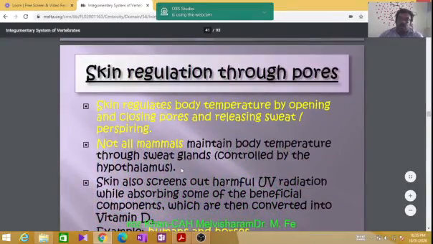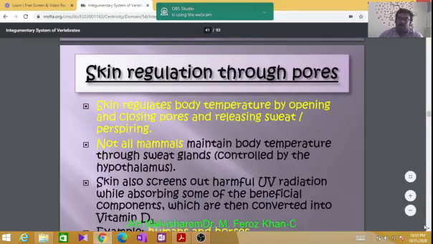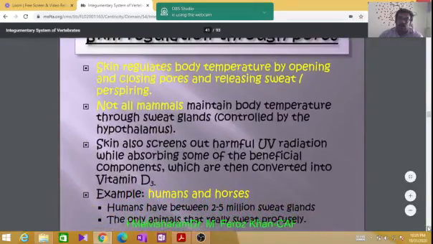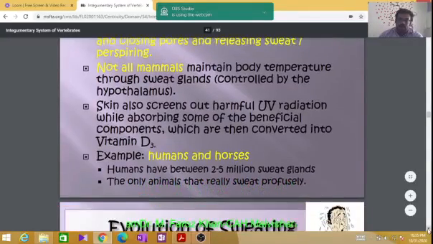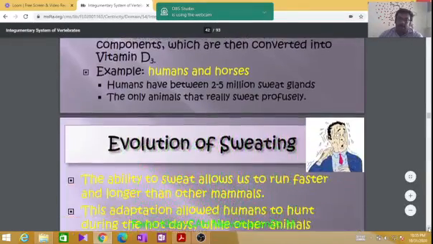Regulation of skin through pores. Skin regulates body temperature by opening and closing pores and releasing sweat, perspiring. Not all mammals maintain body temperature this way, though. Sweat glands are controlled by the hypothalamus. Skin also screens UV radiation. For example, humans and horses. Humans have between 2 to 5 million sweat glands, and they are among the only animals that really sweat profusely.